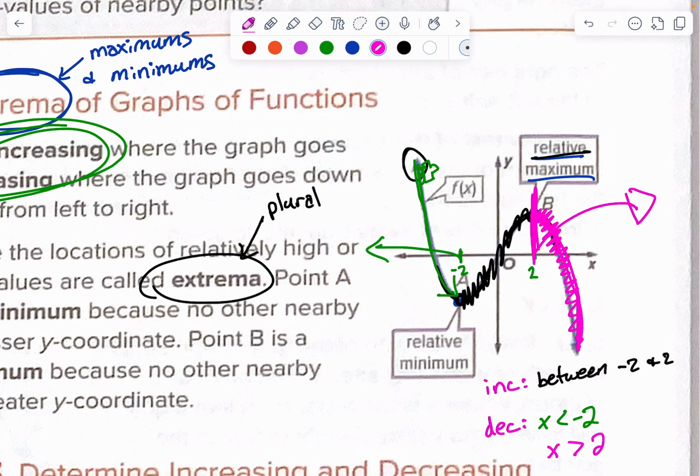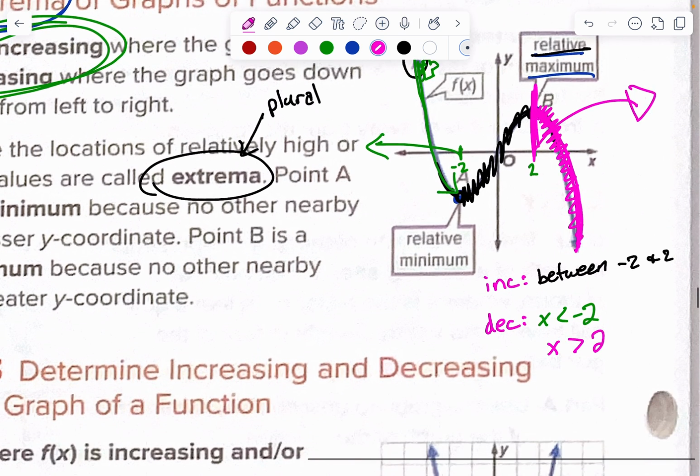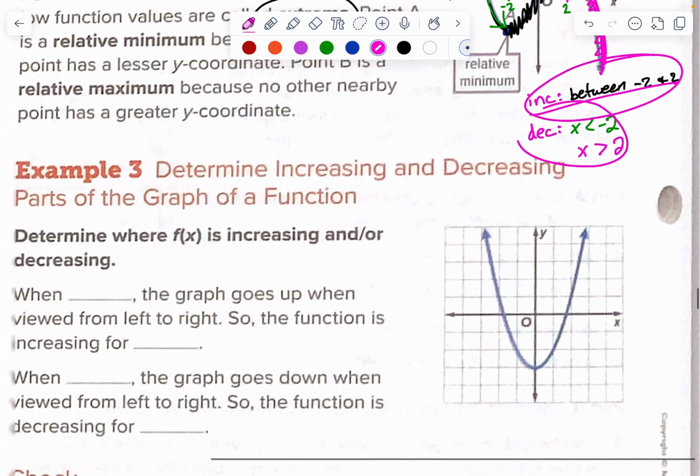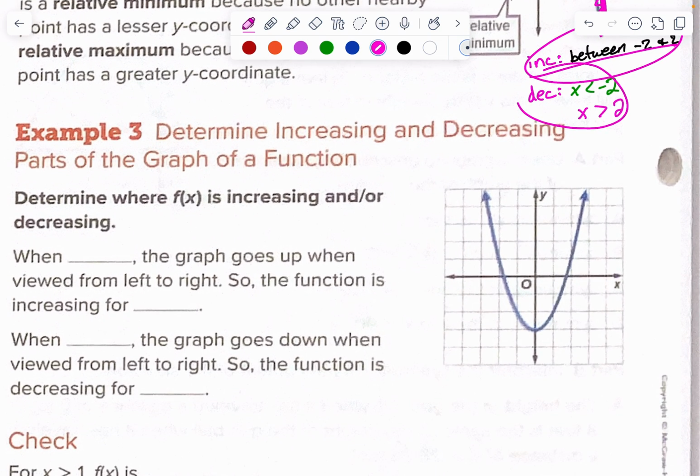At this mark right here, he starts to decrease again. So we're looking at increasing and decreasing and labeling what those are. So that's what example 3 is going to look like. Determine where f is increasing or decreasing.